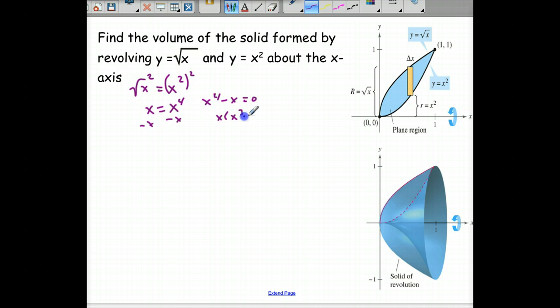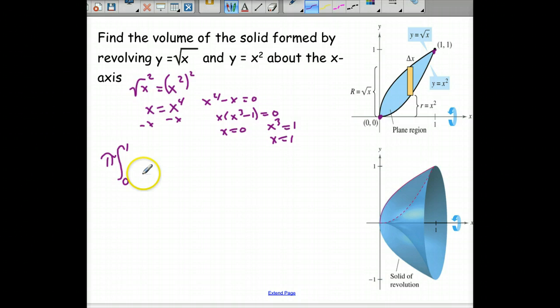Factor out the greatest common factor. You get x times the quantity x cubed minus 1. Set each factor equal to 0. And solving, you get x equals 1 and x equals 0. So those are those two values. Our rectangle always has to be perpendicular to the axis we're revolving around. So we're going to revolve around the x-axis. So we need x values here. So those are our limits of integration from 0 to 1.